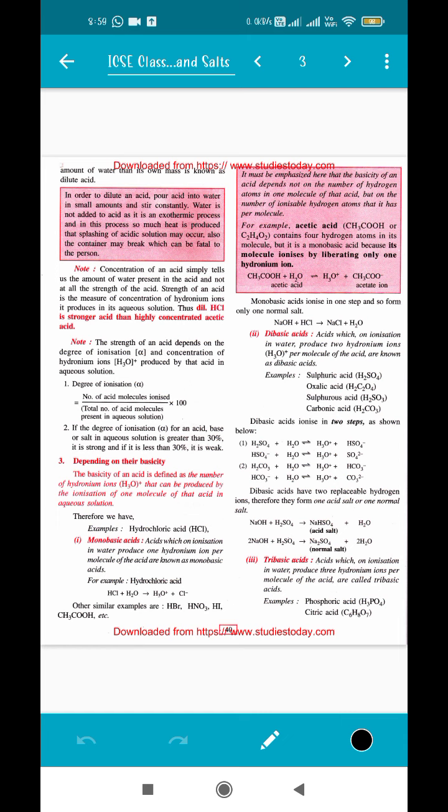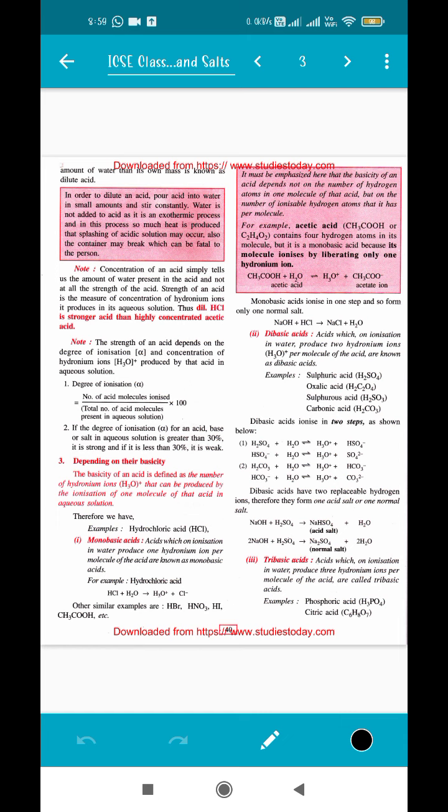So there are 4 types of acids on the basis of their basicity. The first one is monobasic acid. Monobasic acids, as the name suggests, release one hydronium ion into the solution whenever they are dissolved in water. The most common examples are hydrochloric acid, hydrobromic acid, nitric acid, etc. I told you about acetic acid already. Let us see once again.